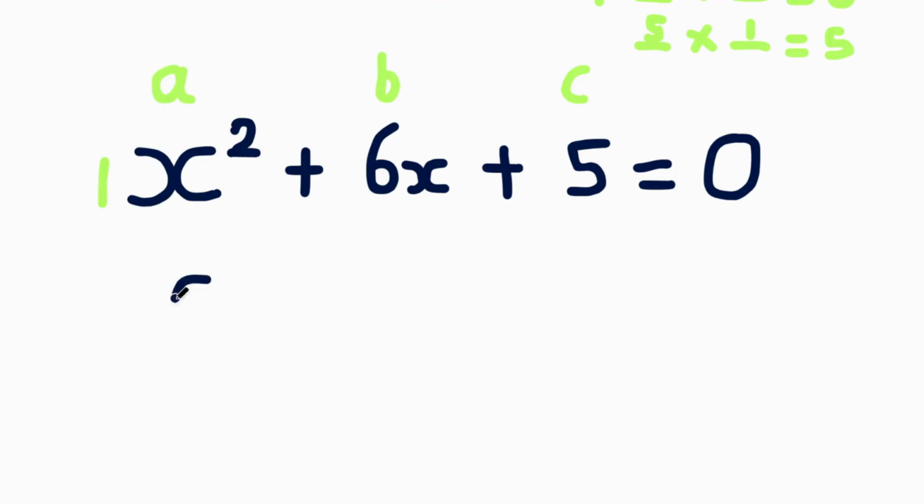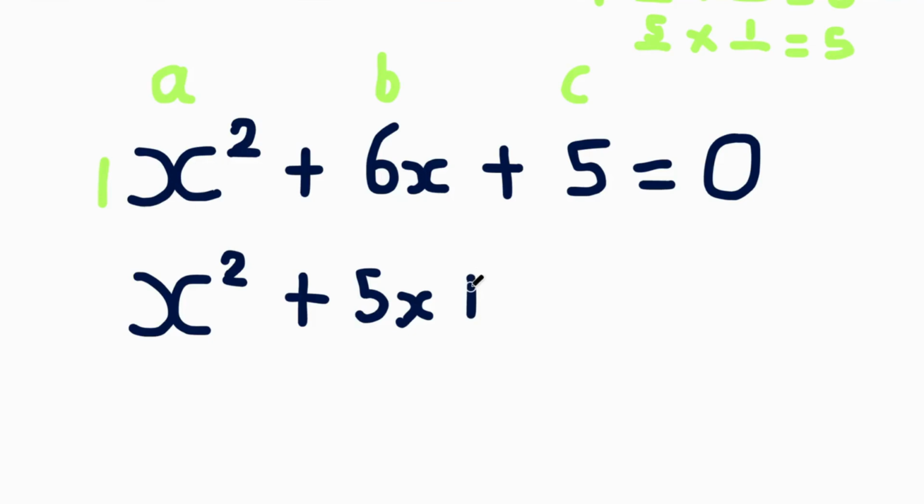So x squared stays the same, and then realize how plus 6x, we're going to change it into plus 5x plus x. And by doing this, we're manipulating the equation, but we're not really changing anything. As you can see, it's still the same thing. So it's x squared plus 5x plus x plus 5 equals 0. And now here's where the unique part about this method comes.